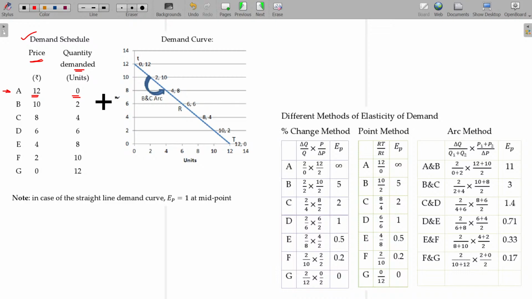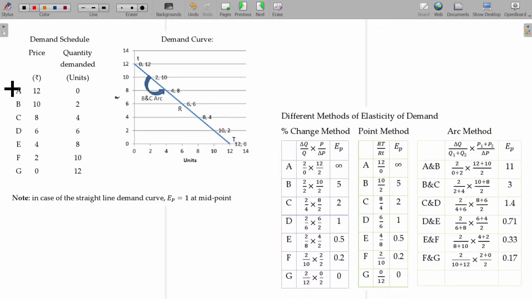Is that okay? And suddenly, if the price decreases from 12 to 10, the quantity demanded is increasing from 0 to 2 because of the decrease in prices, and quantity demanded increases, right? So these two are inversely related as per the law of demand. And then the price decreases from 10 to 8, then the quantity demanded increases from 2 to 4, and vice versa, right? Now I want to find out the elasticity of demand for each and every point.